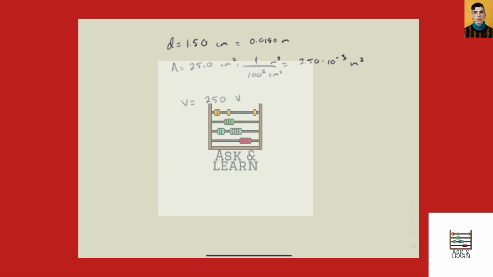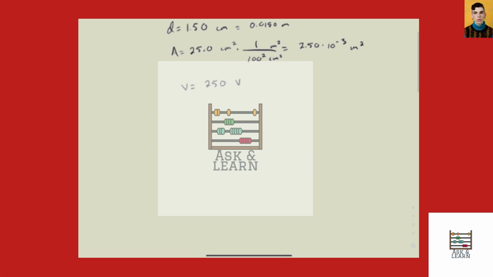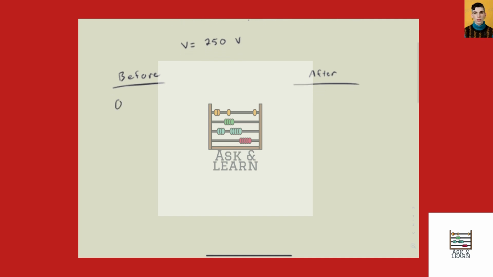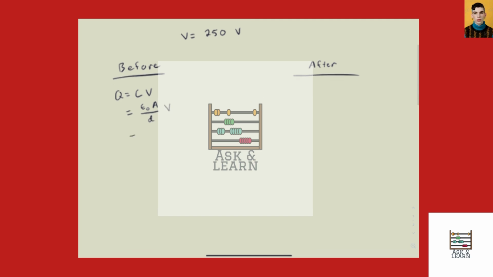Now the charge on the plates, I'm going to make two parts. We have a before and after. The charge on the plates is the capacitance times the voltage, which before is epsilon naught times A divided by D times the voltage.